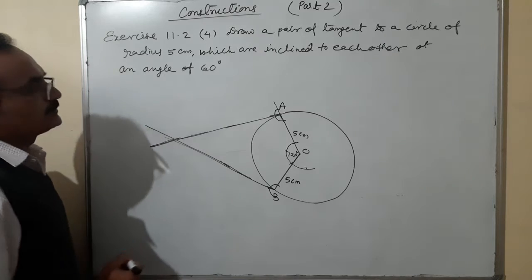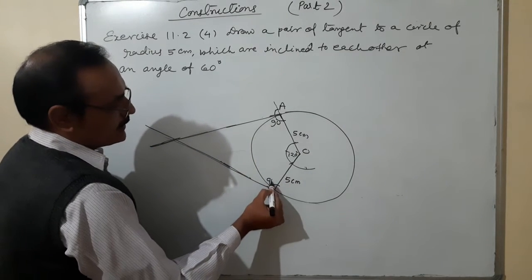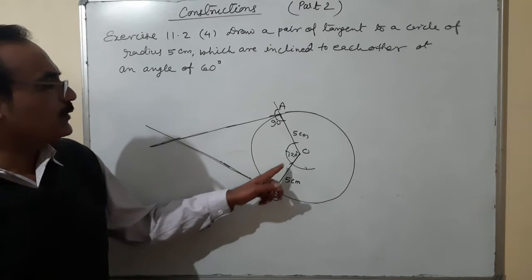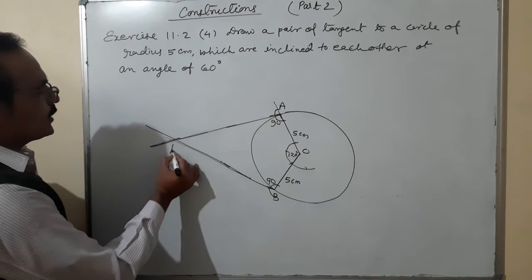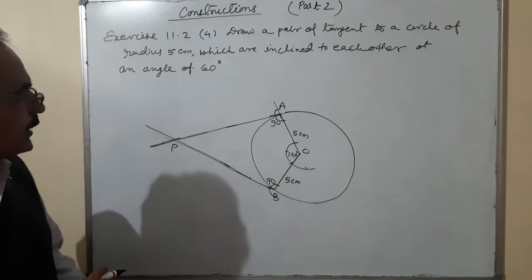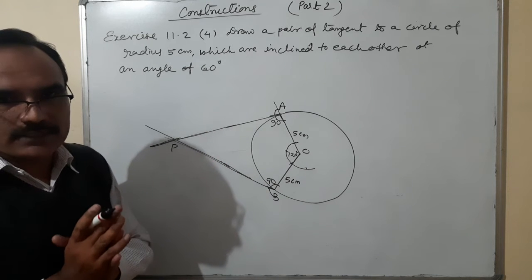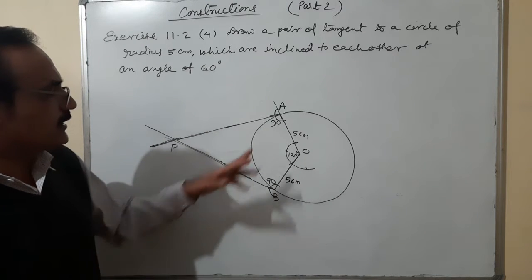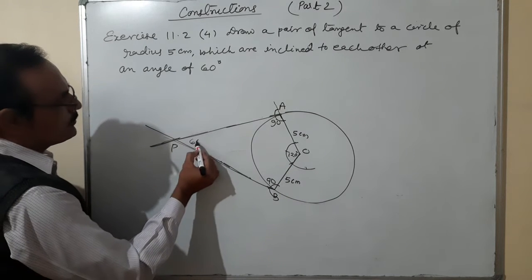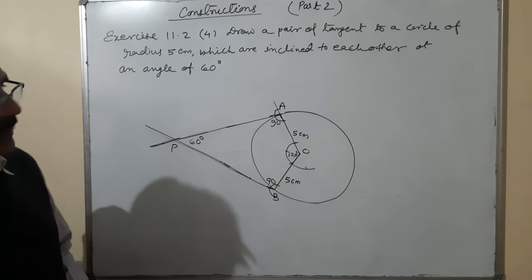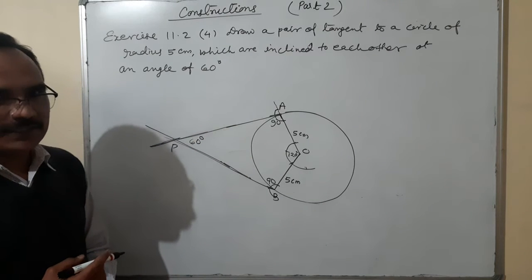Now what happens? Because this angle is 90 degree, here is 90 degree, 90 plus 90 is 180, 180 plus 120 is 300, and suppose the point where both the tangents are intersecting is point P. So PAOB is a quadrilateral, the sum of four angles of a quadrilateral is 360 degree, with 90, 90, 120 fixed. So the remaining angle will automatically be formed as 60 degree. Okay, so therefore PA and PB are inclined to each other at an angle of 60 degree.